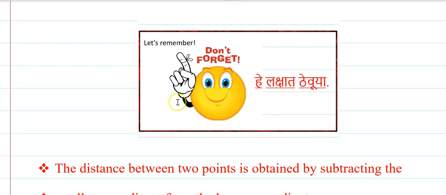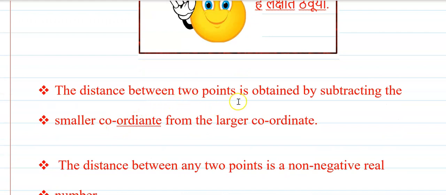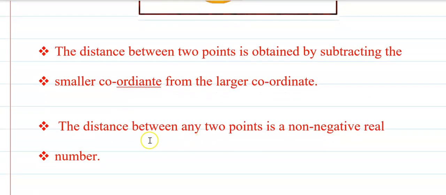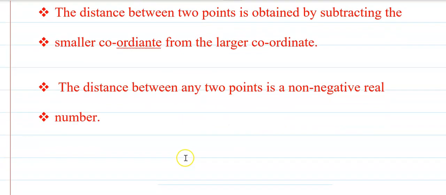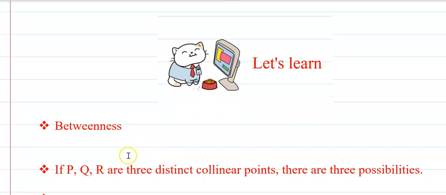Now don't forget this. Remember this. The distance between two points is obtained by subtracting the smaller coordinate from the larger coordinate. The distance between any two points is a non-negative real number. Now next, let's learn the betweenness.